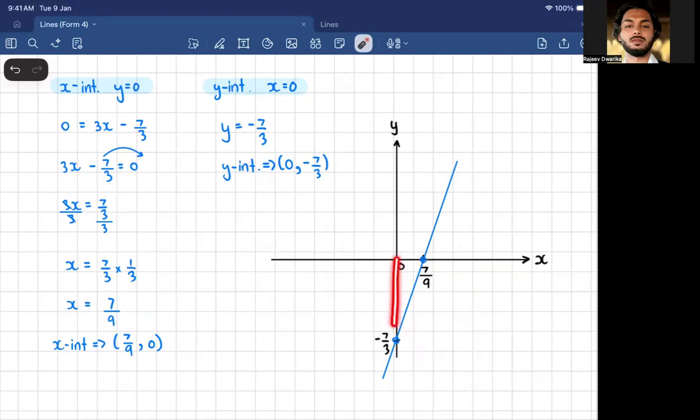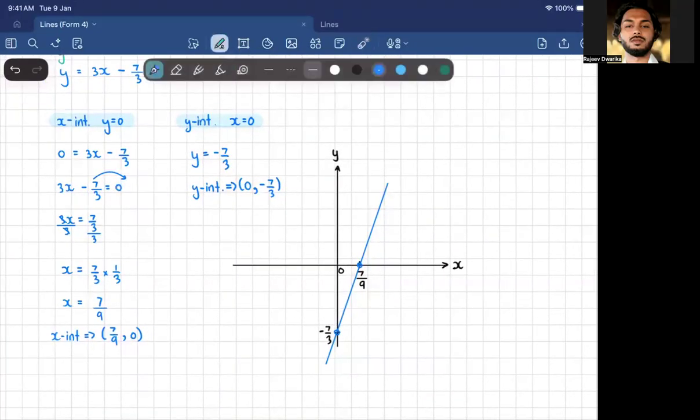But if I want to go over here, are we going to move left or right? No, sir. So the x value would be 0, right? The x value just means horizontal movement. The horizontal movement would be 0, right? But we did move vertically, so that's why the y value is -7/3.